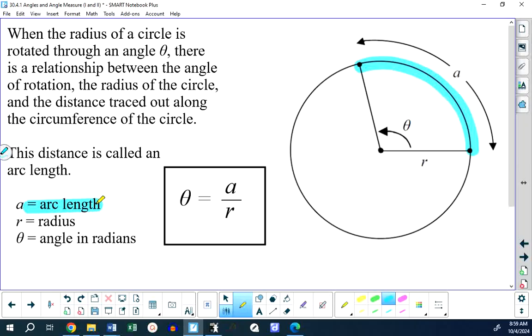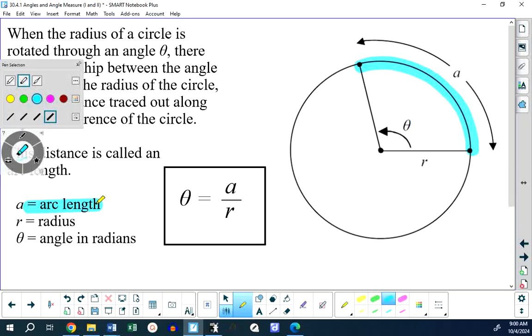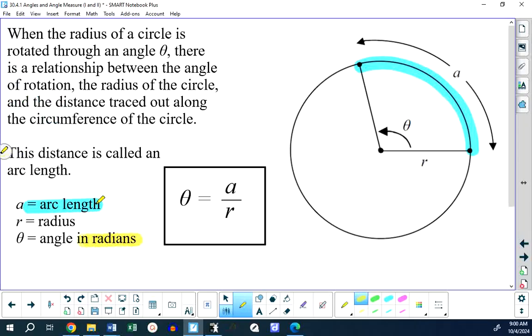The only way this is going to work though, the only way if you divide the arc length by the radius to get the angle in radians, is if the angle is in radians. It has to be in radians. This formula is on your formula sheet. It's not something you have to memorize. It's not even something you have to understand in terms of radians and radii and all that.